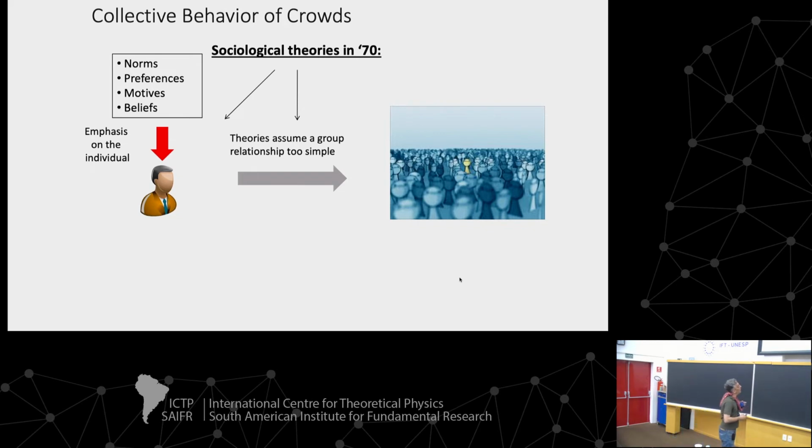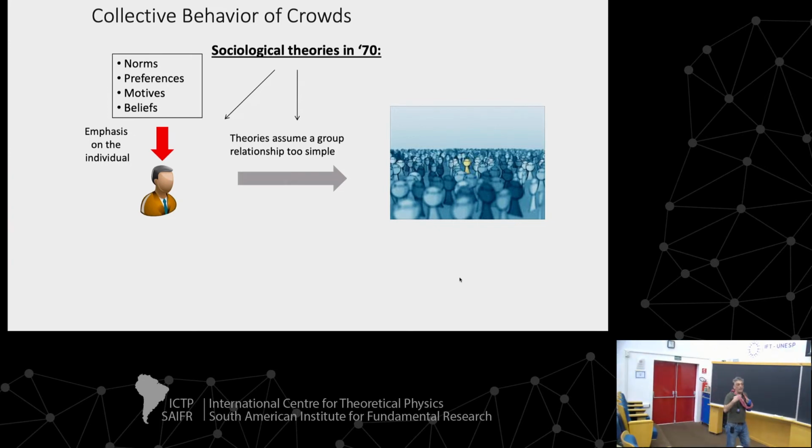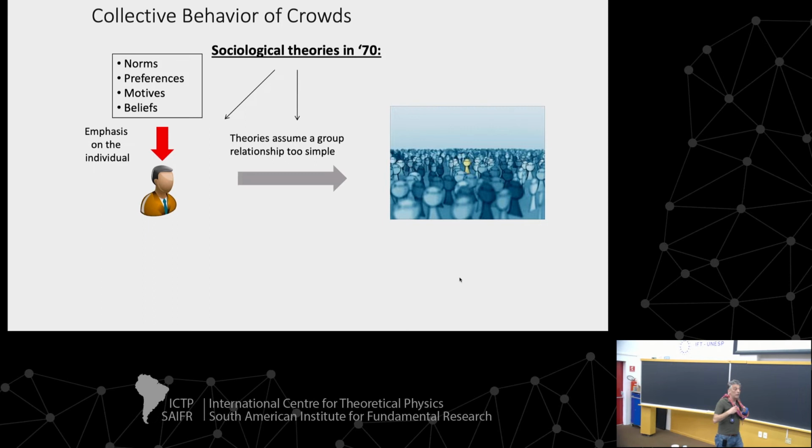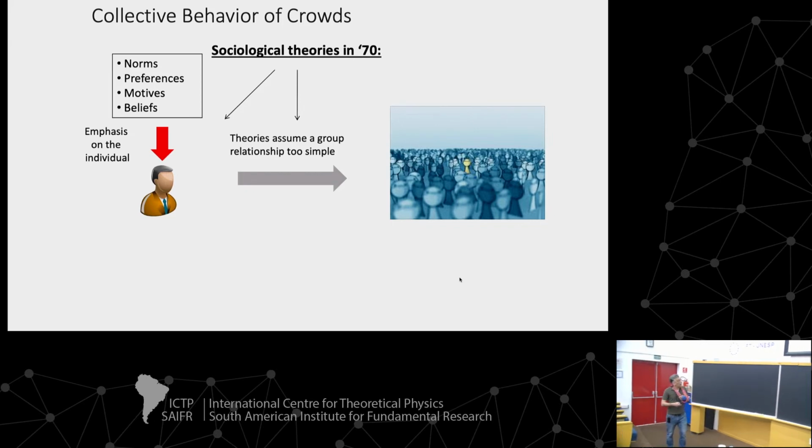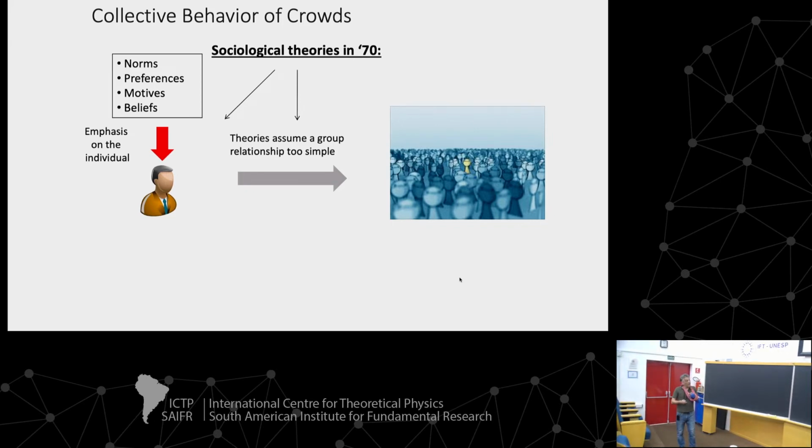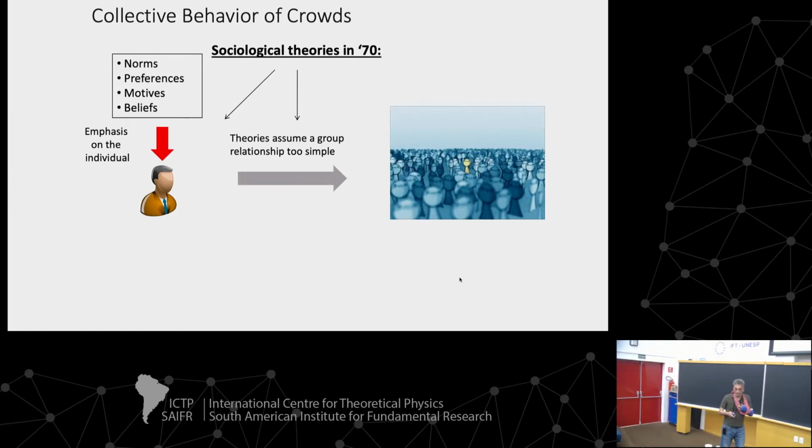Up to that moment, theories assumed that the behavior of a group of people can be inferred from the behavior of the individual, or, inversely, that the behavior of the individual can be inferred from the behavior of the collective. And this behavior was based on norms, preferences, motives, or beliefs, etc.